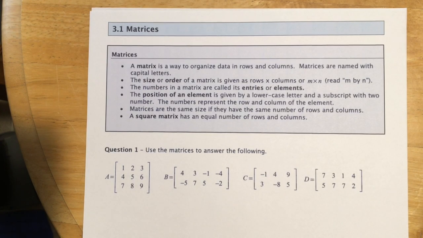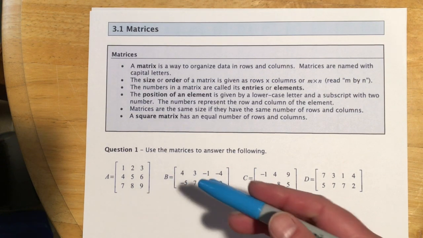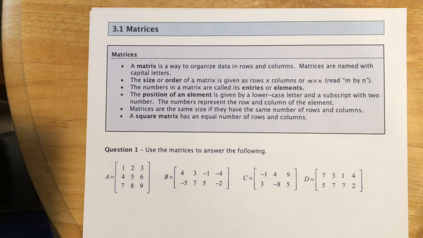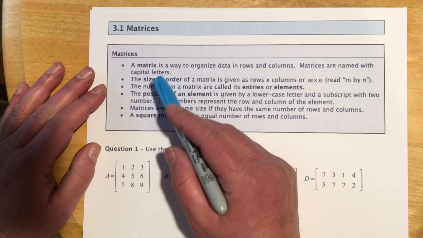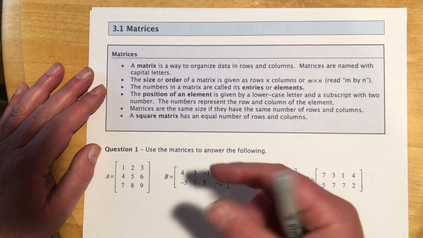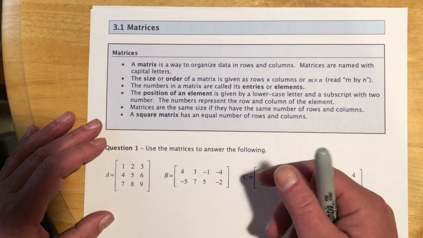Hey guys, this is section 3.1. It's about matrices, and there's a fair bit of language that goes with matrices, so I'll just go through these definitions. First off, a matrix is just a way to organize data in rows and columns.